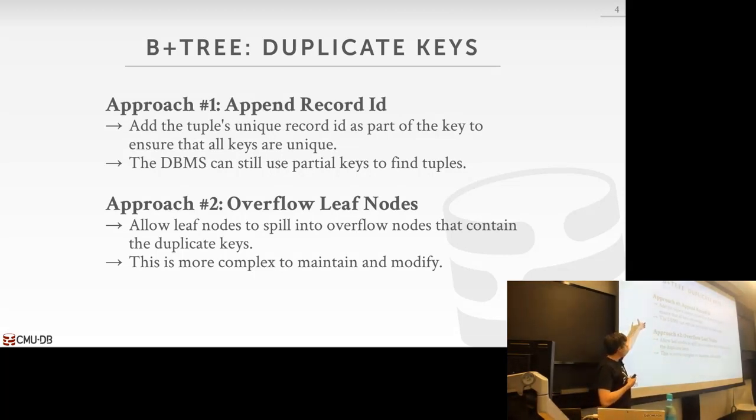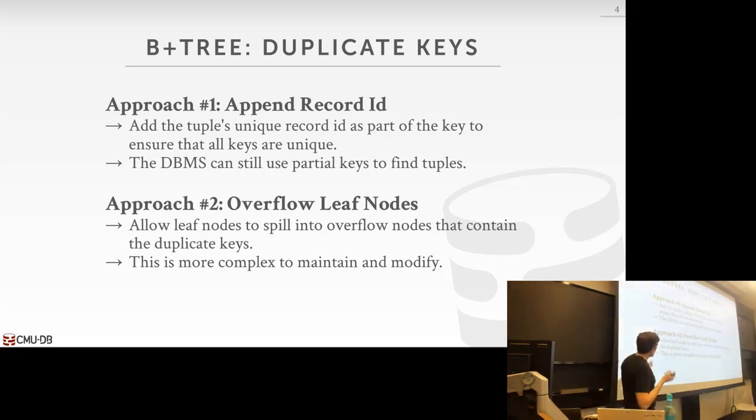So the first is that we're going to make every key unique automatically by appending the corresponding tuple's record ID to the key that we're inserting into the index. So instead of just storing the key, the copy of the attribute that's in the table, I'm also going to put at the end as a suffix the record ID for that tuple. So now that makes every single key automatically unique.